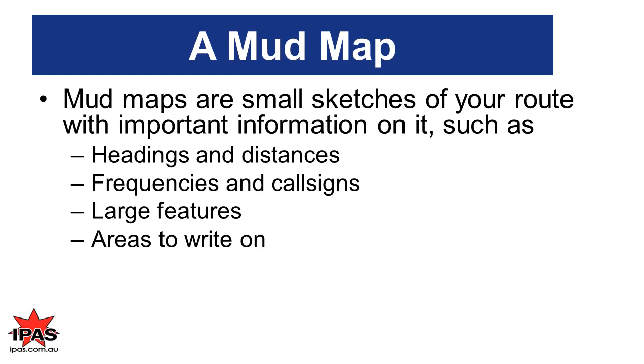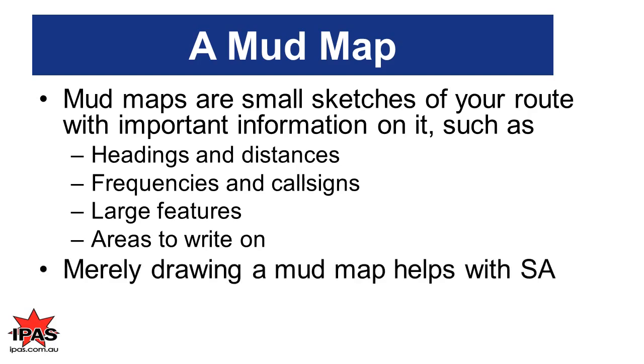Other things you can put on your mud map are things like frequencies and call signs so that you don't have to keep on referring to other documents. The mud map is something that you might just strap to your leg on your kneeboard, or have it handy on a folder or something similar. Other things you'd put on your mud map are the large features, things that you can easily recognize: transmission lines, large mountains, rivers, and those sort of things. And also allow yourself areas to write on the mud map so that you can scribble in some notes as you're flying.